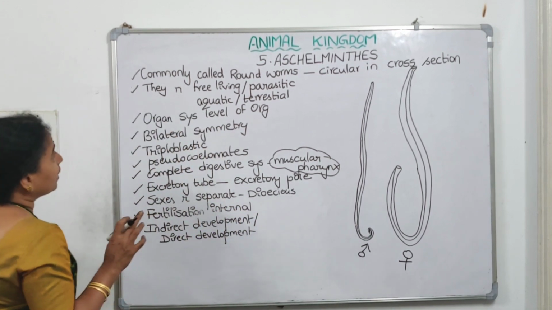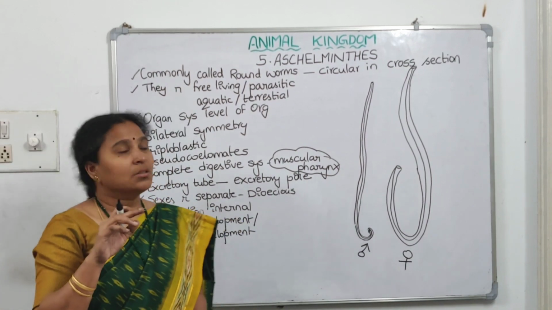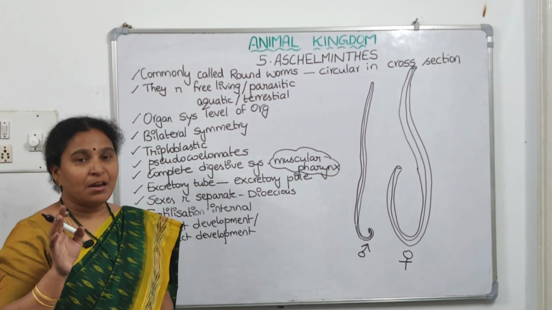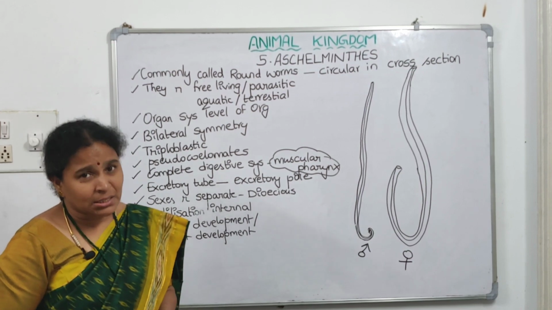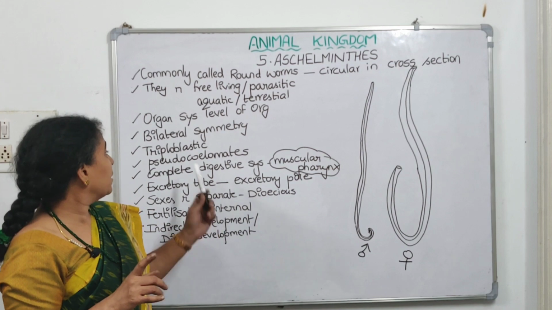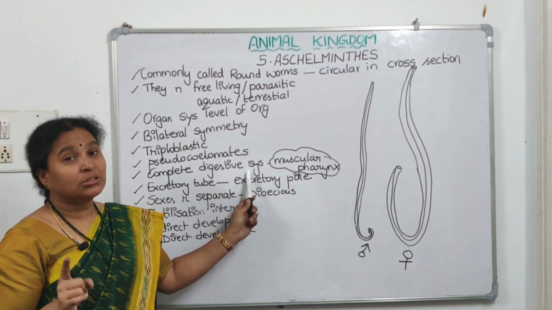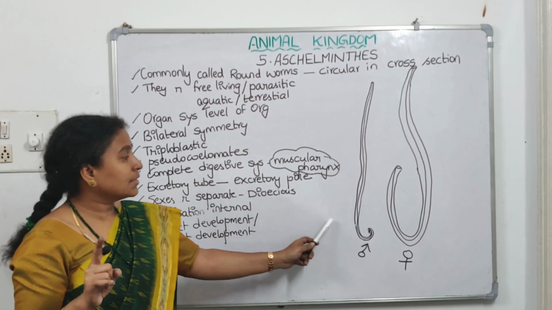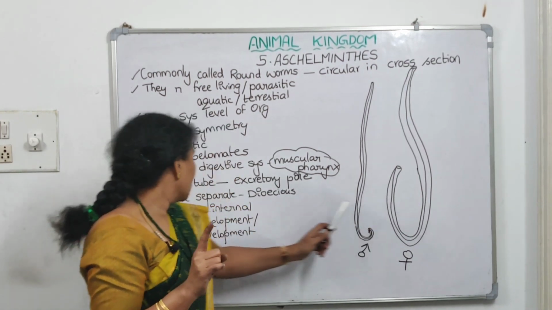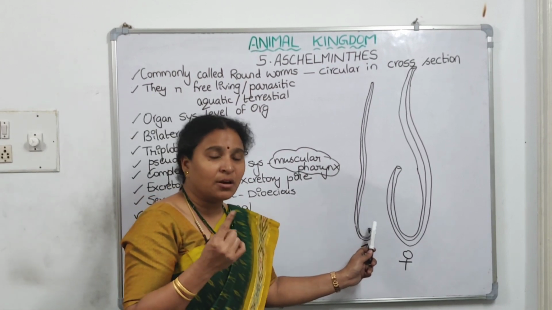So let's quickly revise Aschelminthes. They are roundworms because in cross section they appear circular. They can be free living or parasitic. They can be aquatic or terrestrial. Organ system level of organization, bilaterally symmetrical, triploblastic, pseudocoelomates, complete digestive system with muscular pharynx. Excretory pore is there. Sexes are separate, means dioecious, and fertilization is internal inside. Development is direct or indirect.